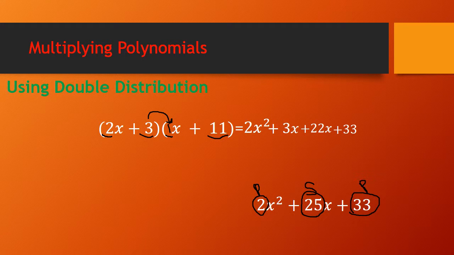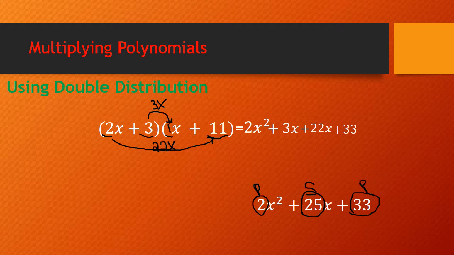3 times 1 is 3, and the product of the outer terms, 2 times 11, is 22. And now the sum, 3 plus 22, since we're talking about the sum, is going to be 25. And that's where the middle number comes from in the trinomial.